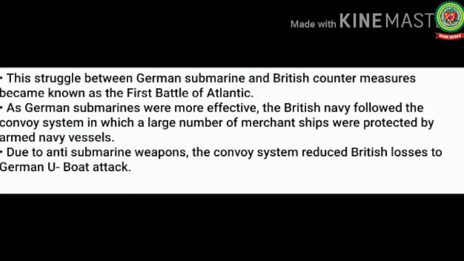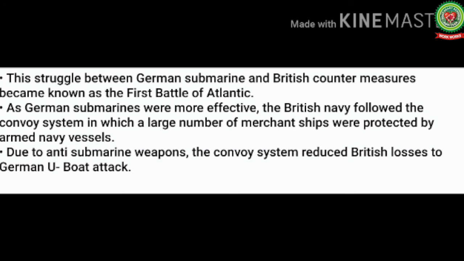This struggle between German submarines and British countermeasures became known as the First Battle of the Atlantic. As German submarines were more effective, the British Navy followed the convoy system, in which a large number of merchant ships were protected by armed navy vessels. Due to anti-submarine weapons, the convoy system reduced British losses to German U-boat attacks.